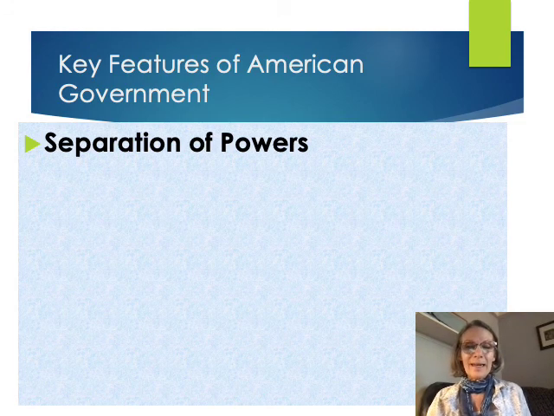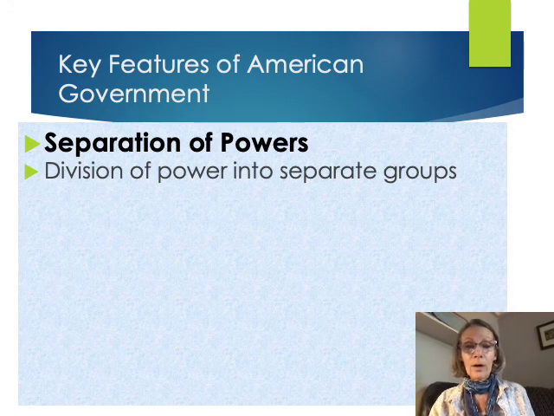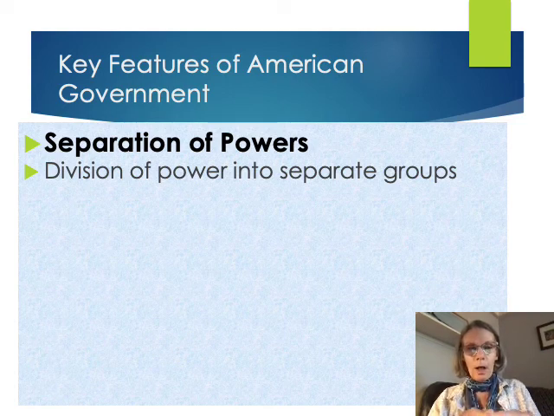And one of those mechanisms is what's known as separation of powers. What separation of powers is, is that power, the governmental power, is divided into separate groups. If you put all the power in the hands of one institution, or if you put all of the power into the hands of one person, like a king, I'll tell you what, it's a lot easier for that power to be abused because there are no checks on that power.